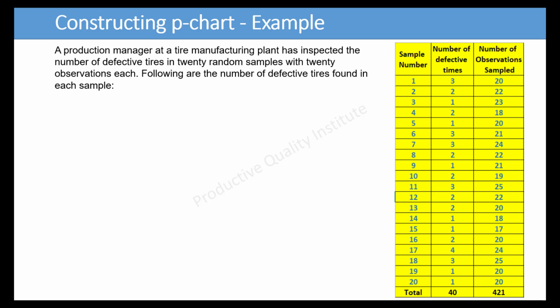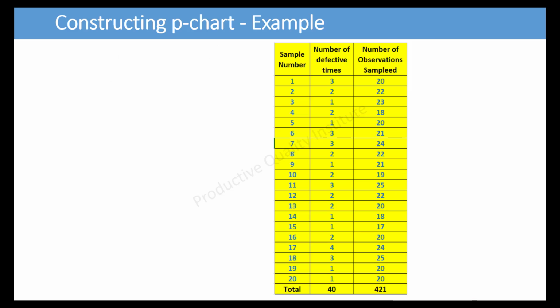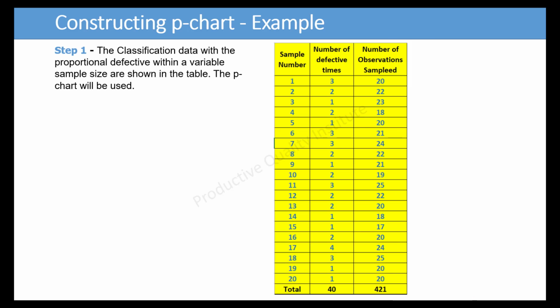Now, we will start to construct the attribute charts, and we will begin with the P chart. A production manager at a tire manufacturing plant has inspected the number of defective tires in 20 random samples, with 20 observations each. Following are the number of defective tires found in each sample. Step 1. The classification data, with the proportional defective within a variable sample size, are shown in the table. The P chart will be used.